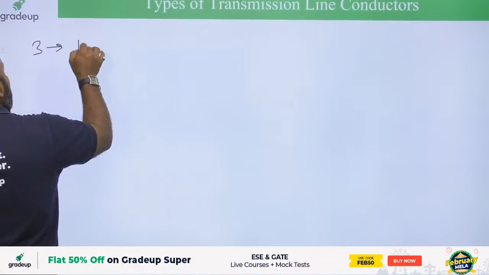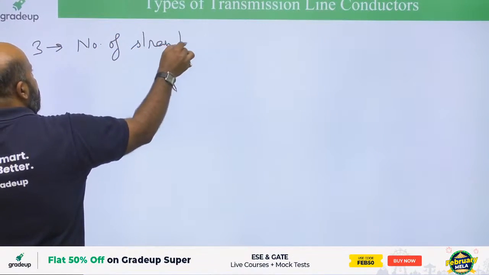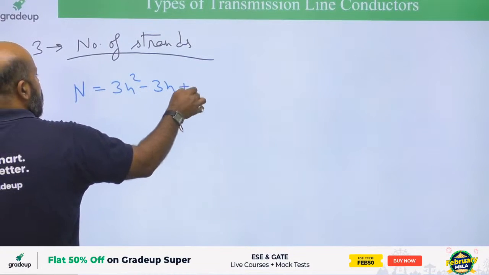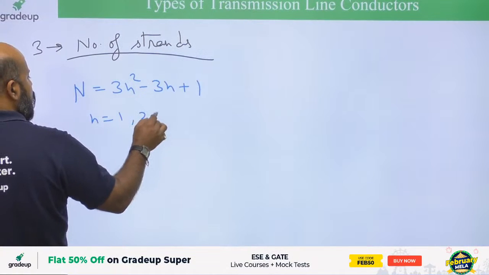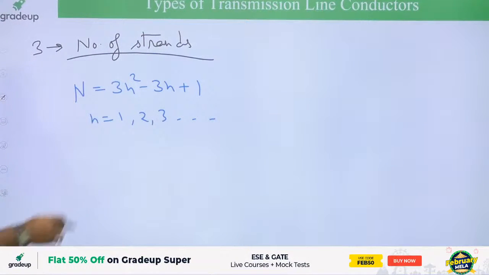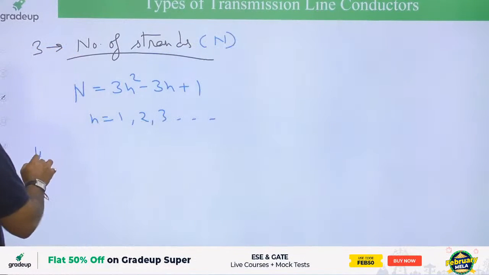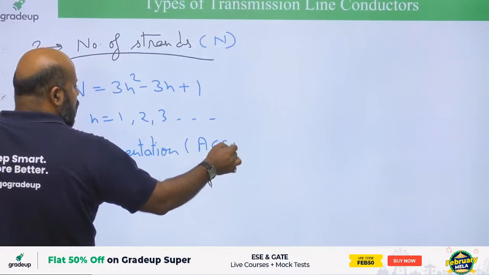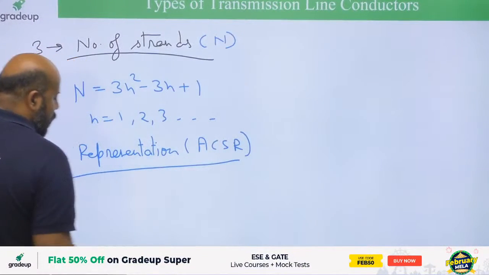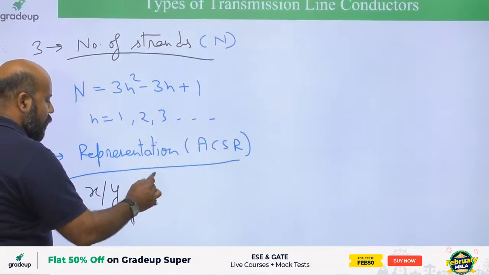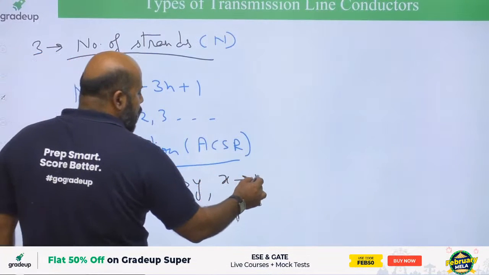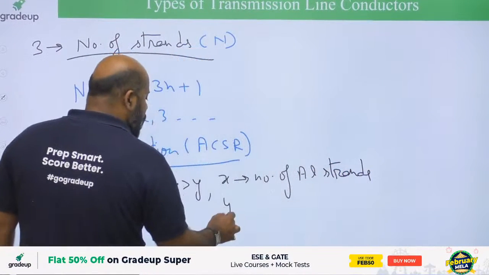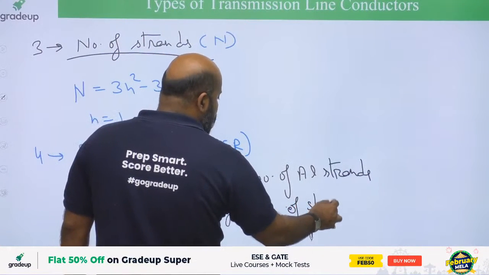Third information is number of strands, total number of strands. Total number of strands, my friend, we are defining as capital N is equal to 3n squared minus 3n plus 1. You can put n is equal to 1, 2, 3 and so on. This gives you the total number of strands. The fourth information is representation, and this is especially for ACSR conductors. For ACSR conductors representation, you are having two numbers x oblique y. If x is greater than y, then x is number of aluminium strands and y is number of steel strands.